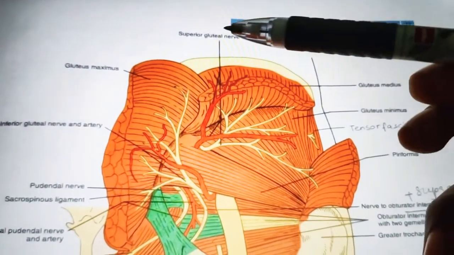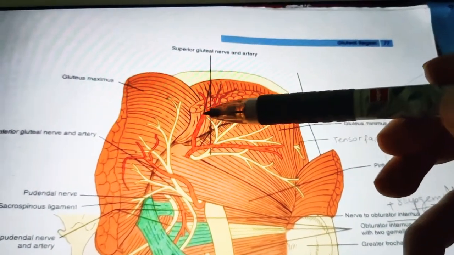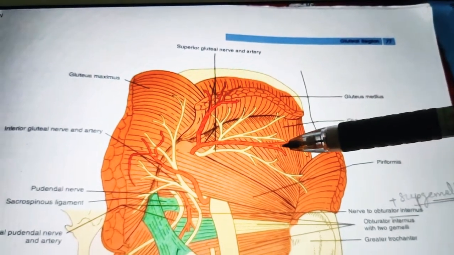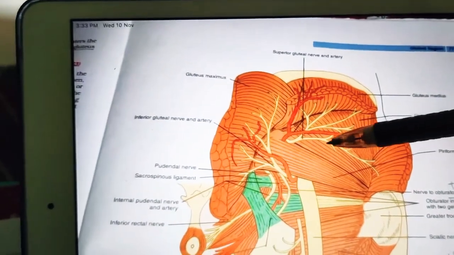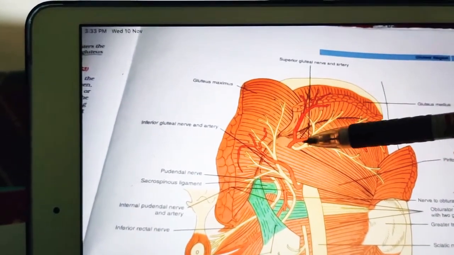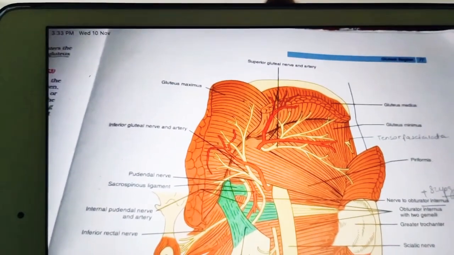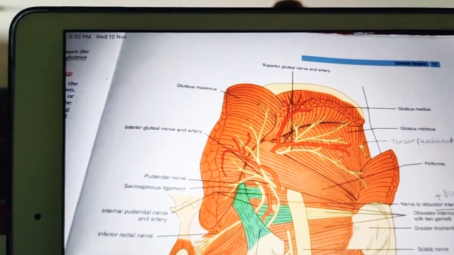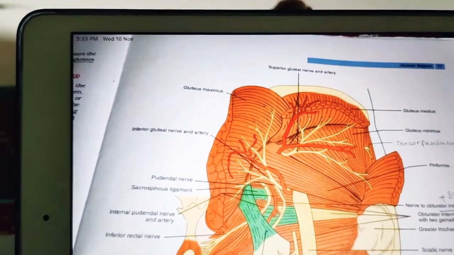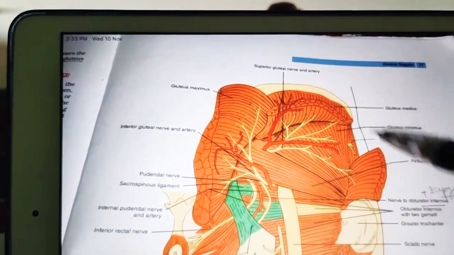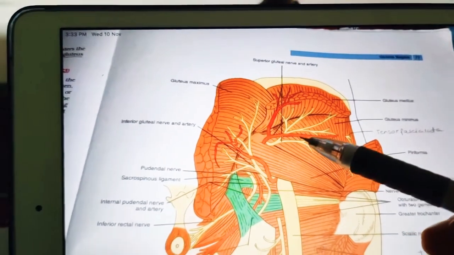First we'll start with the superior gluteal artery. If you remember the superior gluteal nerve, along with it there is also the superior gluteal artery, this red one. The superior gluteal artery is a branch of the posterior division of the internal iliac artery. About the internal iliac artery, we'll see that in the abdomen, since now we are in the lower limb part. So remember, the posterior division of the internal iliac artery gives our superior gluteal artery.